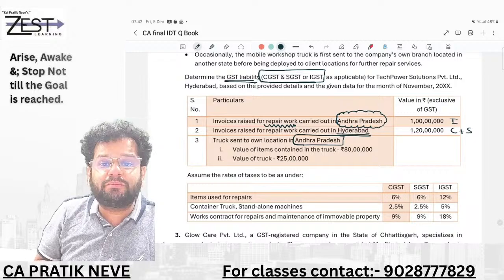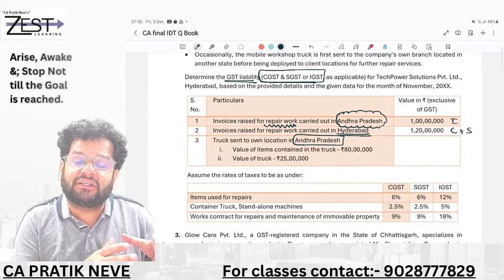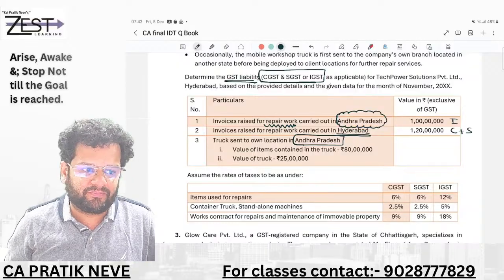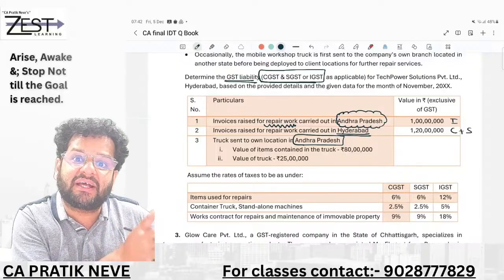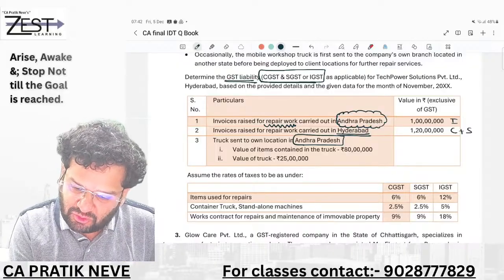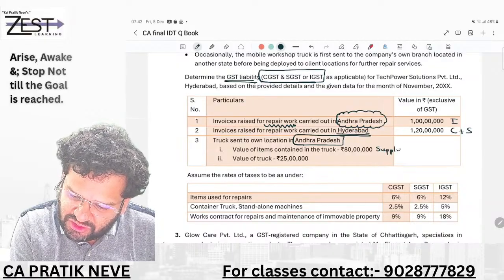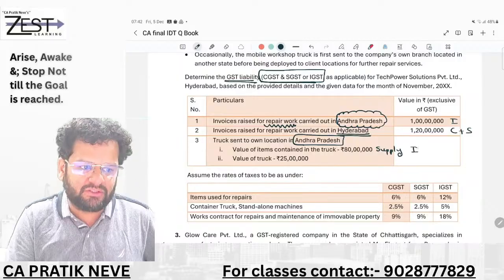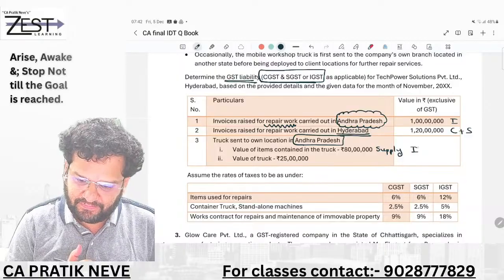To your own branch, you are sending the truck. So this is an inter-branch transfer, and the branch is located in another state, so it has a different GST number. So this is also regarded as supply, and there will be GST on this also. There will be IGST on this because this is in another state.